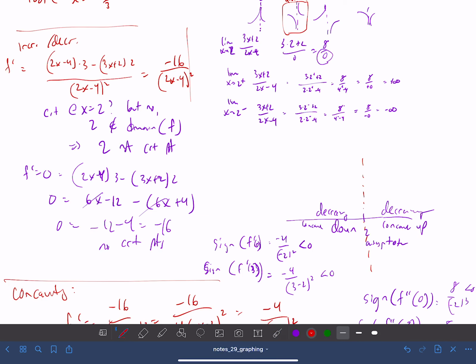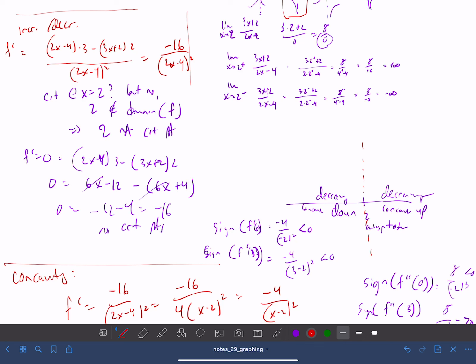It's decreasing concave down. Didn't we find a root earlier? Minus 2/3? Right there. There's minus 2/3. Root at minus 2/3, decreasing concave down. Decreasing concave up.